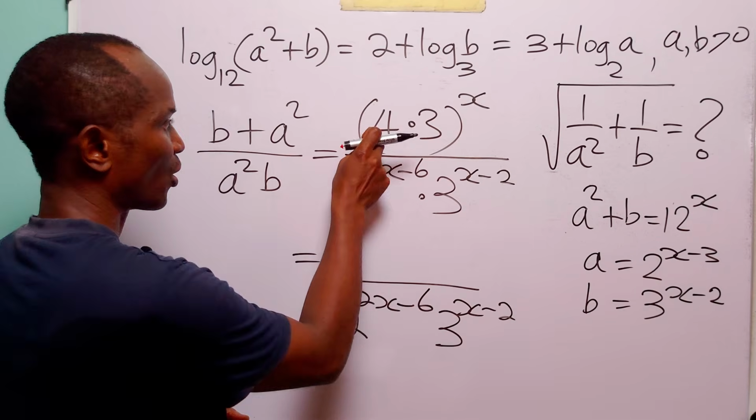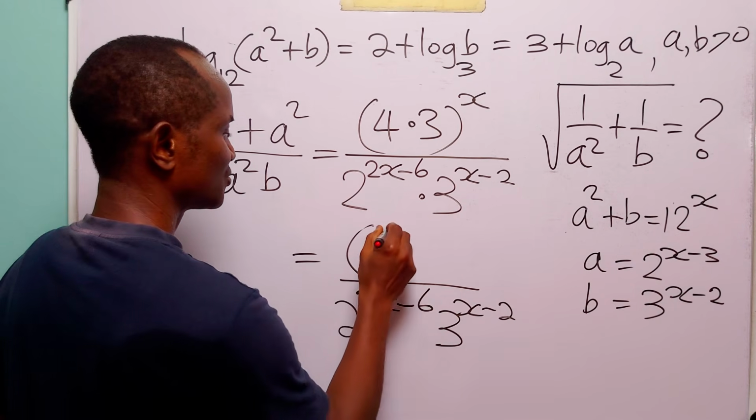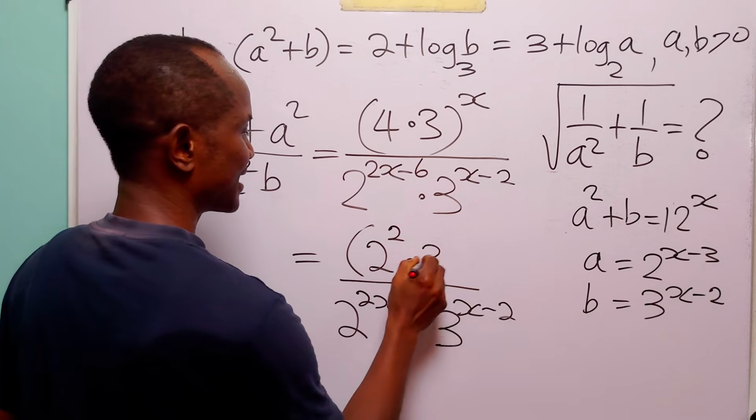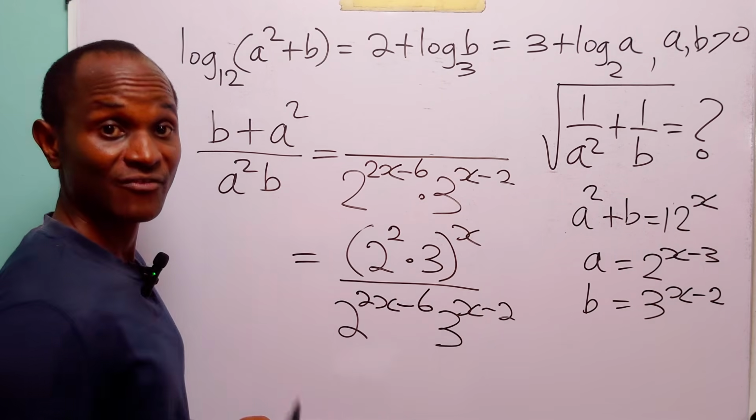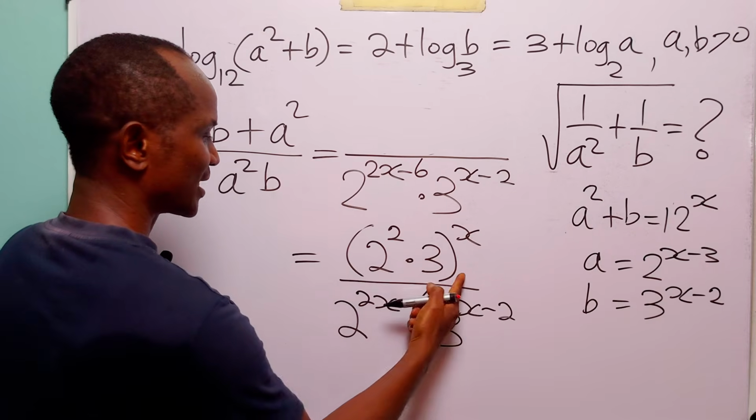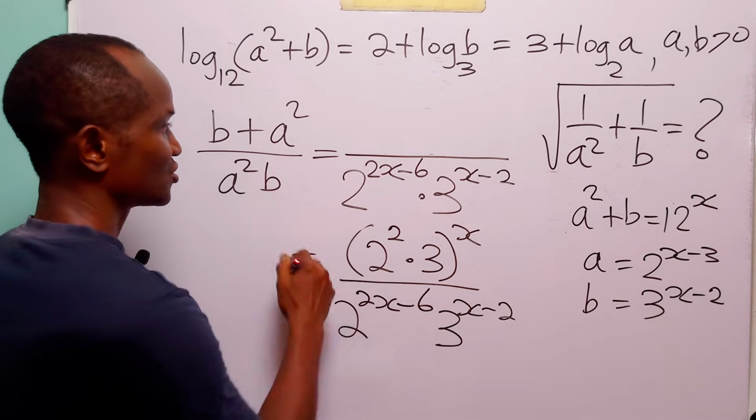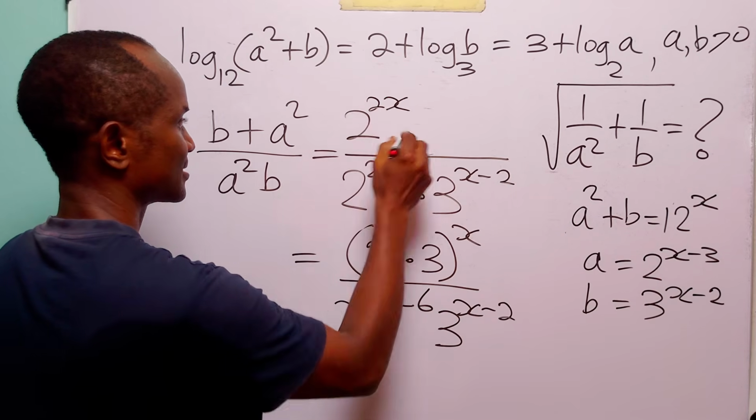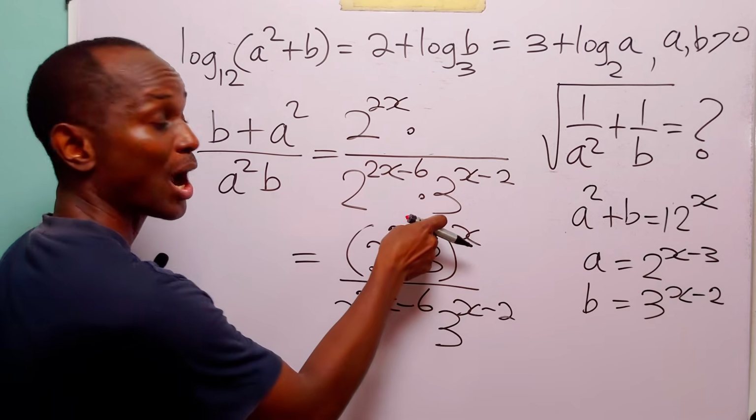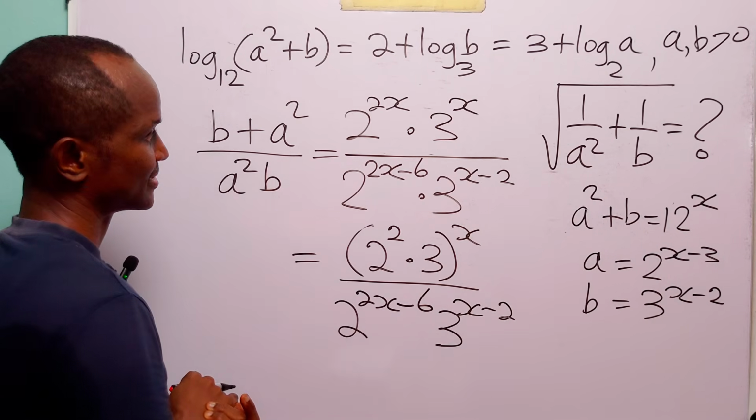Also notice that 4 can be written as 2 squared. So this is 2 squared multiplied by 3 to the power x. And finally, to open this bracket, we multiply these two powers. So here we have 2 to the power 2 times x, that is 2x, multiplied by 3 to the power 1 times x. So this is 3 to the power x.